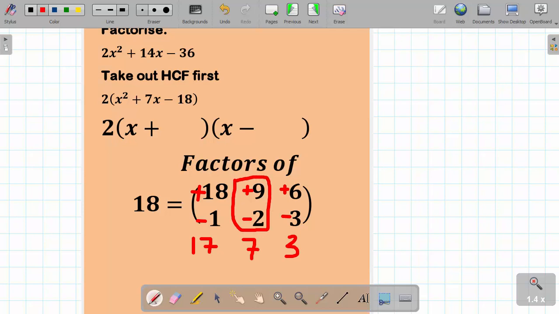So in other words, my answer is going to be x plus 9, open brackets, x minus 2. I hope you understand this time.